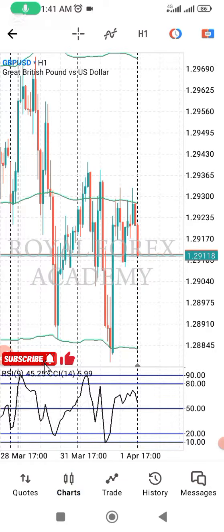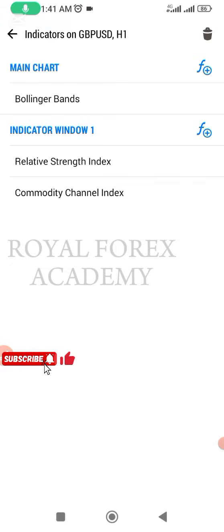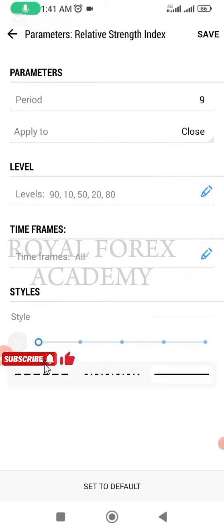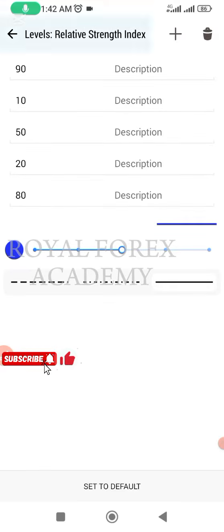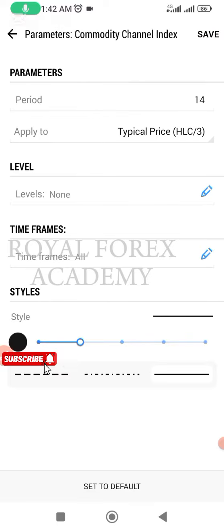So briefly, I'll run you through the setting of the indicators. This is the Bollinger Band. The period is 130, deviation is 2.0, shift is 0, and you apply to close. The relative strength index, the period is 9. Here are the levels, and we'll have our commodity channel index.